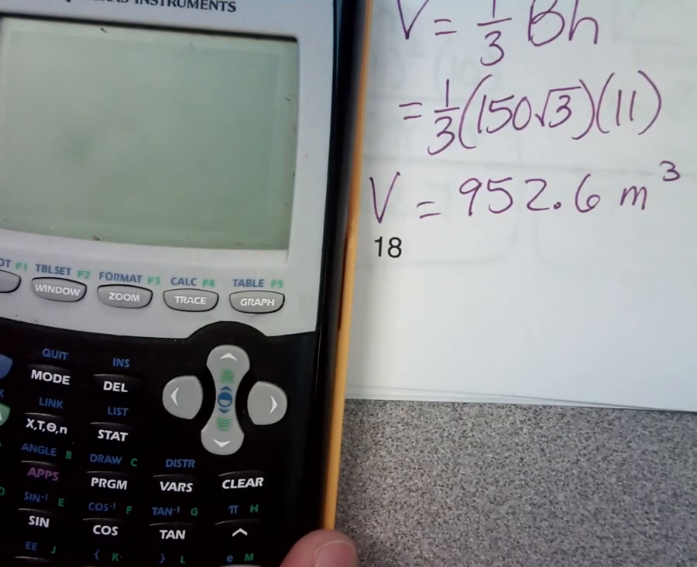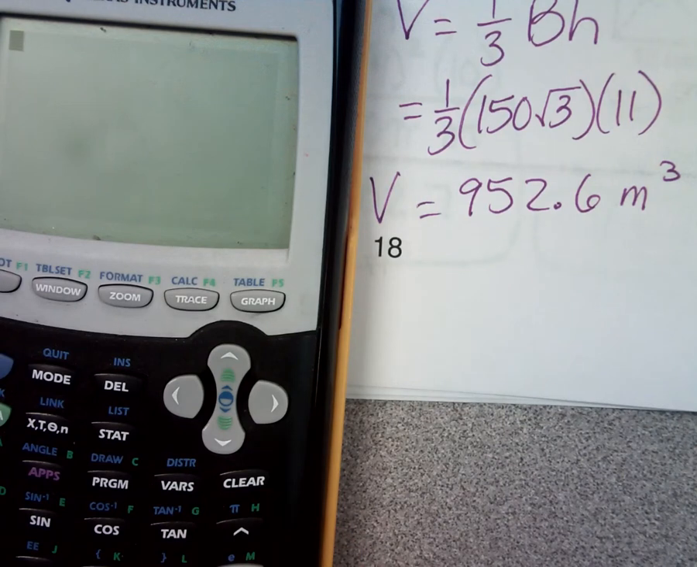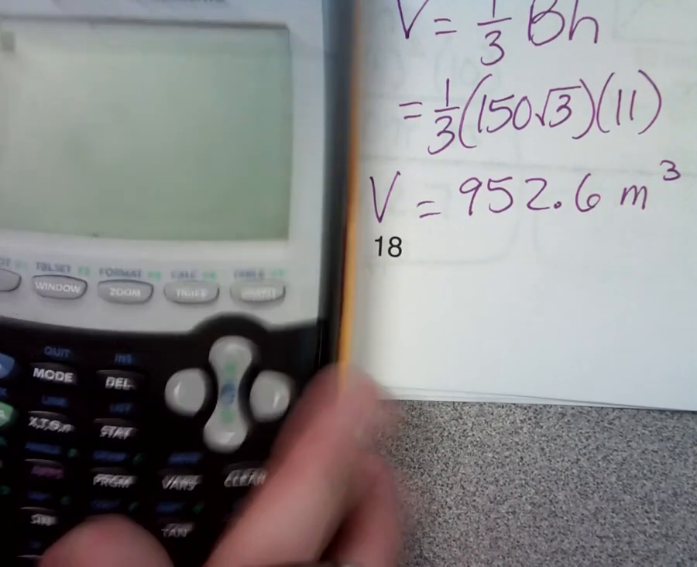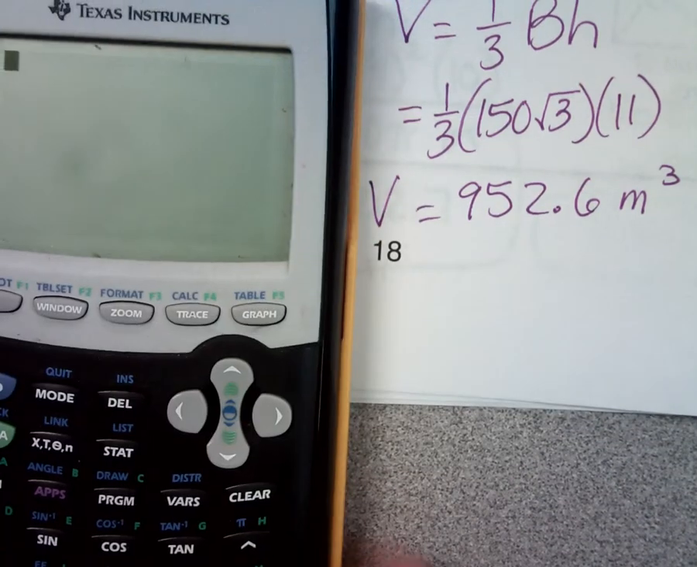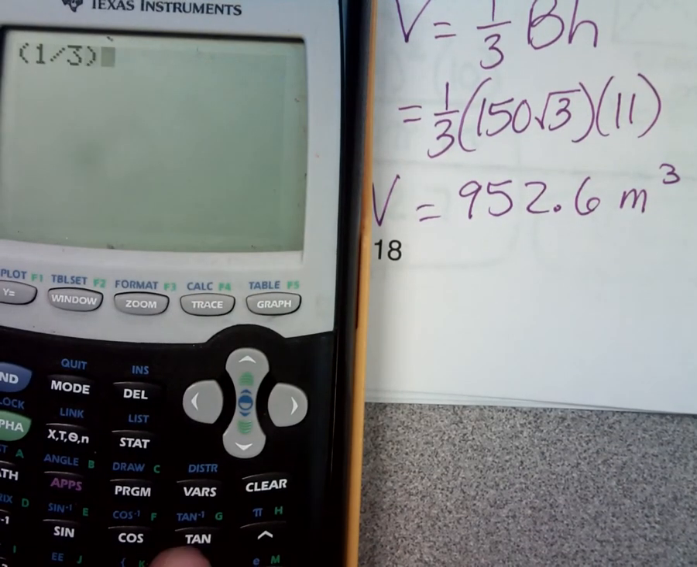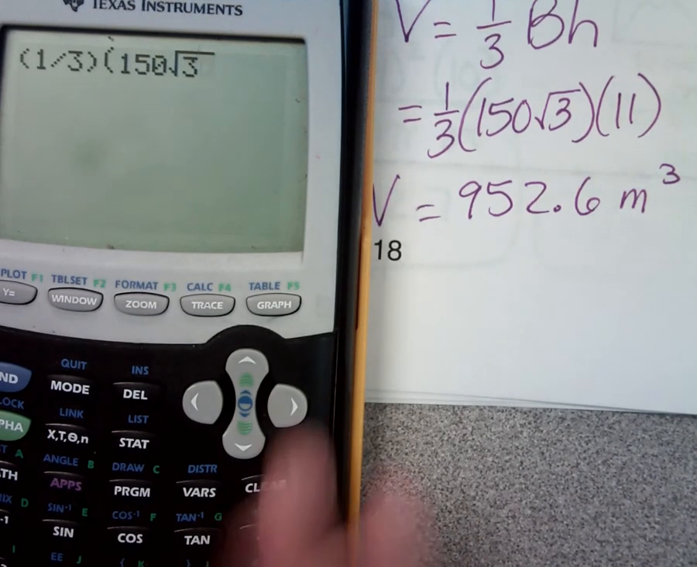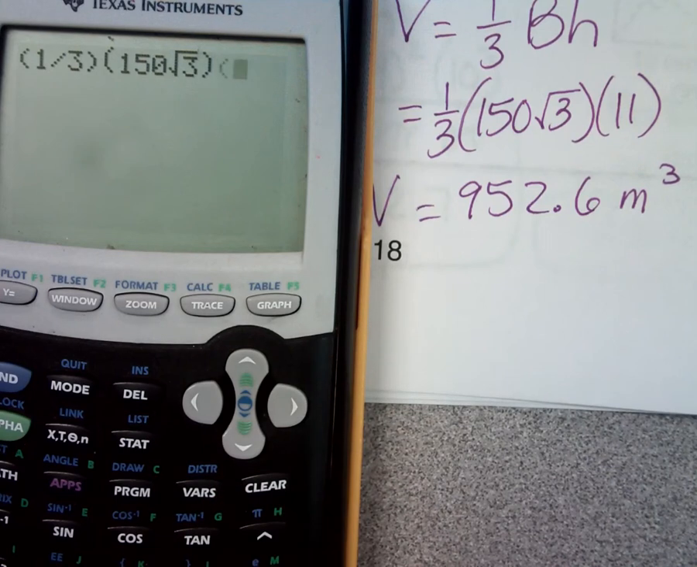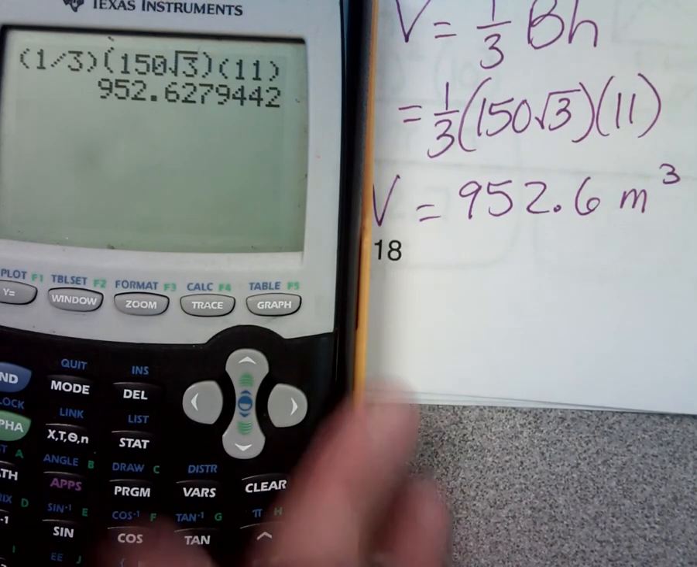Did you divide by 3? Yeah, we did. You either multiply by 1/3 or divide by 3. So I don't know. In my calculator, a lot of times I'll put in the 1/3 in parentheses like that, and then the 150 square root of 3, and then the 11. But I could divide by 3 if I wanted to.